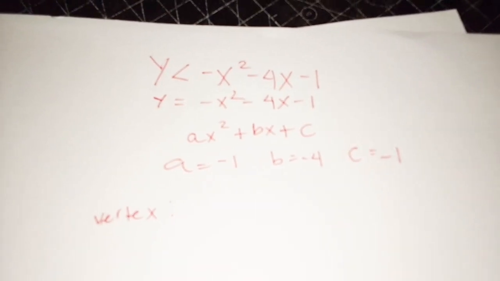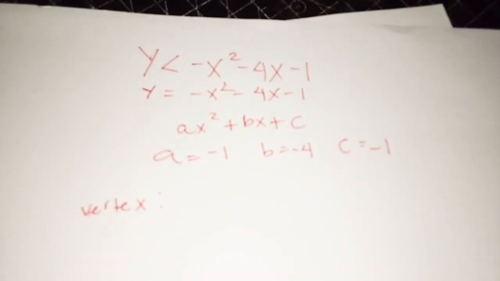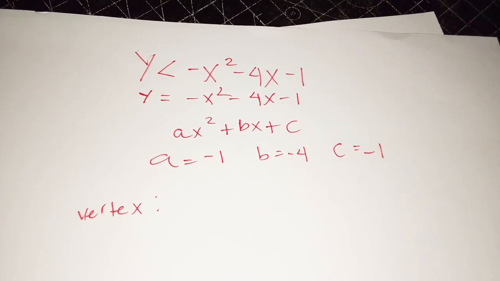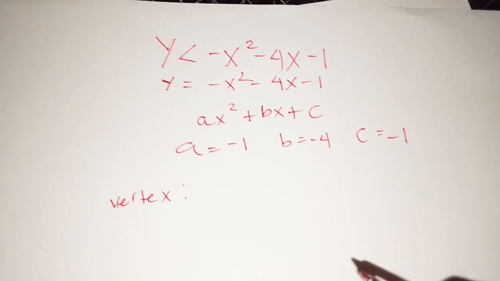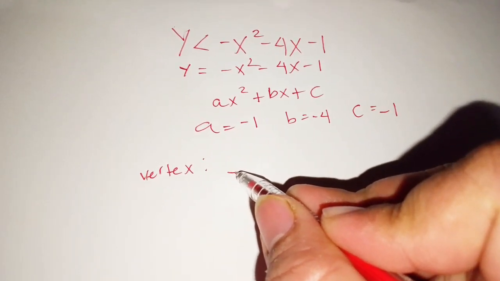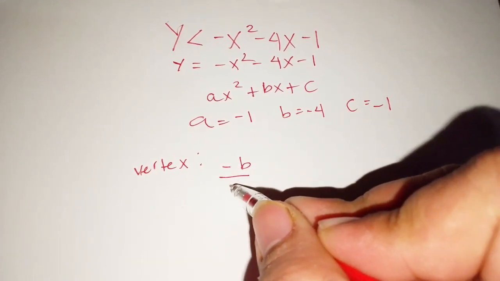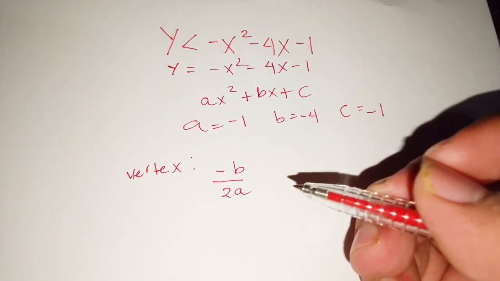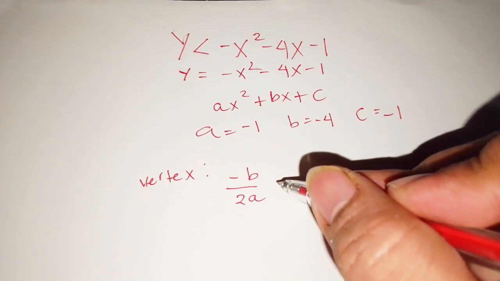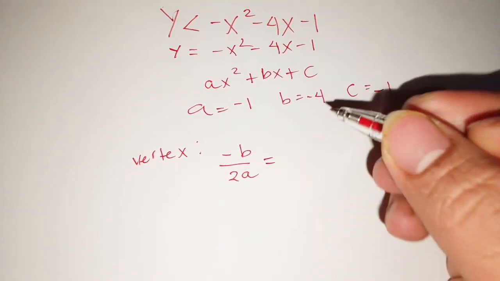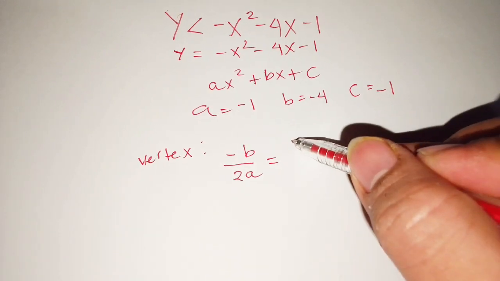Afterwards, you solve for the vertex. Don't forget to have the a, the b, and the c. So here a is negative 1, b is negative 4, c is negative 1. The formula for the vertex is negative b over 2a. In short, this gives you the value of x.